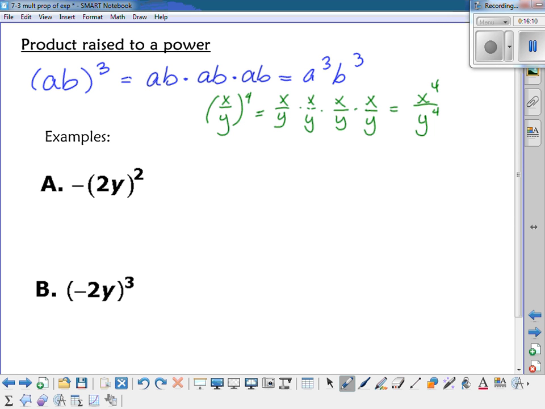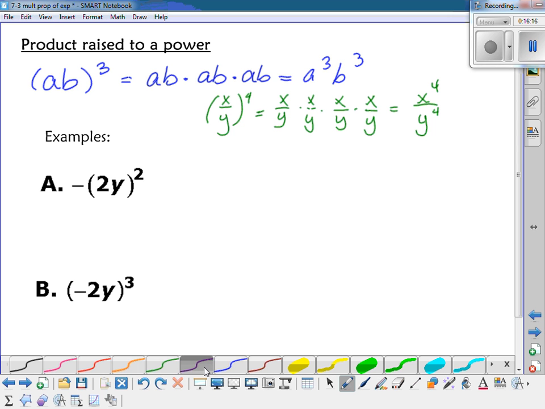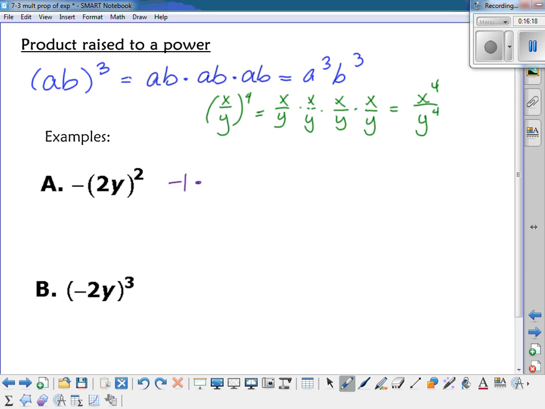So for example, if I have a negative sign on the outside of my parentheses, remember that's a -1. And then 2y squared means I'm doing 2y twice. And so -1 times 2 times 2 gives me -4, and then y times y would give me y squared. So -4y squared would be the final answer for that one.